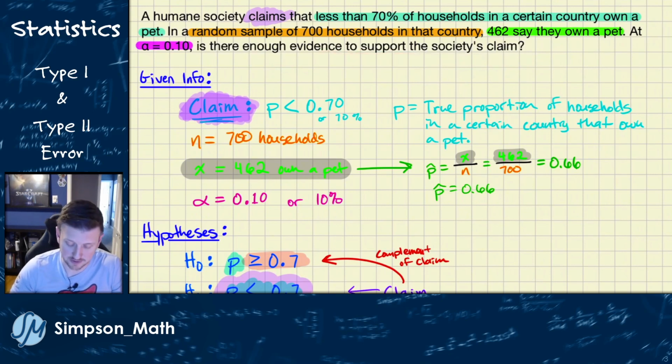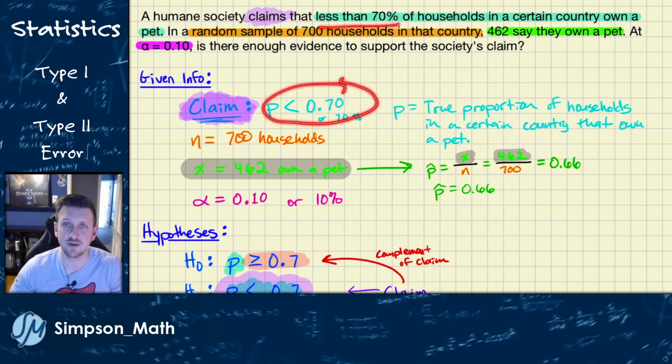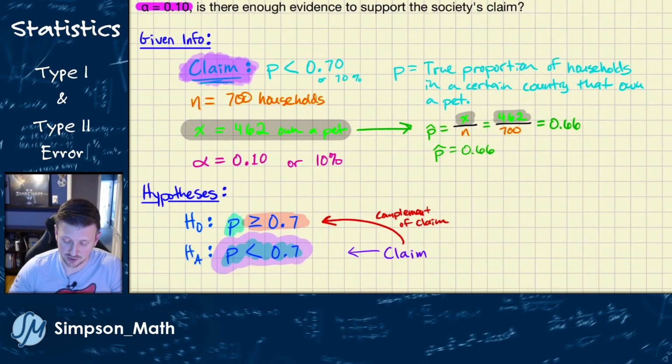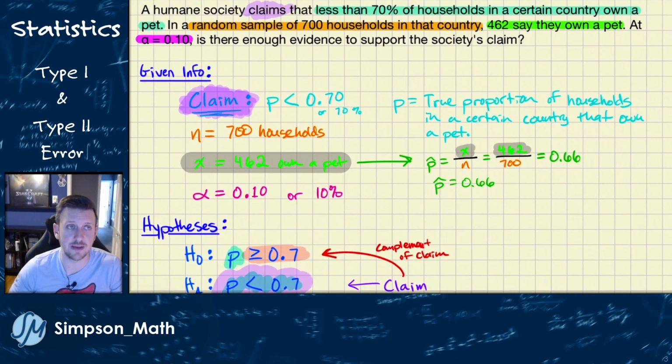So what's the claim here? It claims that less than 70% of households in a country own a pet. Notice it says less than 70%, not less than or equal to, not at least or at most, or any of those words that might imply an equal to. So it's just less than. If my claim is that less than 70% of households in a country own a pet, that is my alternative. I know that's my alternative because there's no equal to part with that, right? And again, what is p? p is the true proportion of households in a country that own a pet.